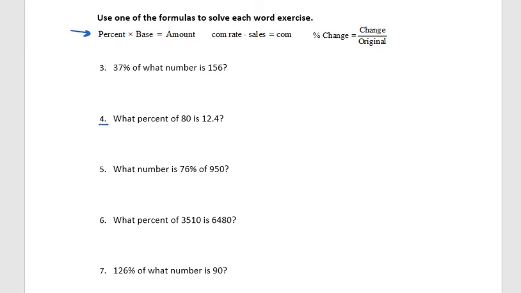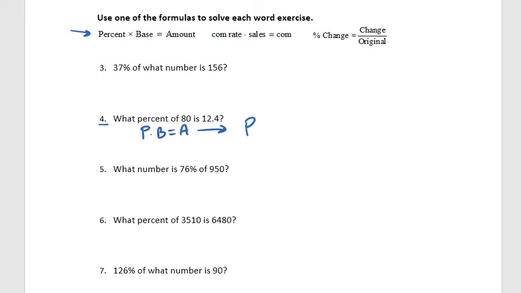So what percent? We don't know what the percent is, so that percent up there is going to stay P. So I guess the first thing I would do is write this. P times B equals A, and we'll just fill that stuff in here. So percent we don't know. Percent of 80. Now notice that we're always taking a percent of the base. So we're taking a percent of 80 here, so 80 is my base.